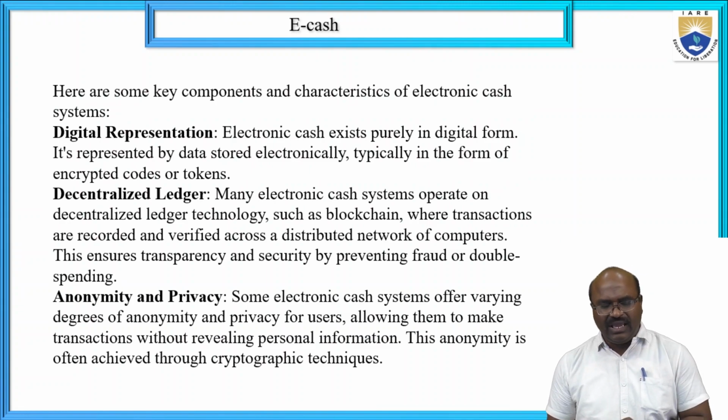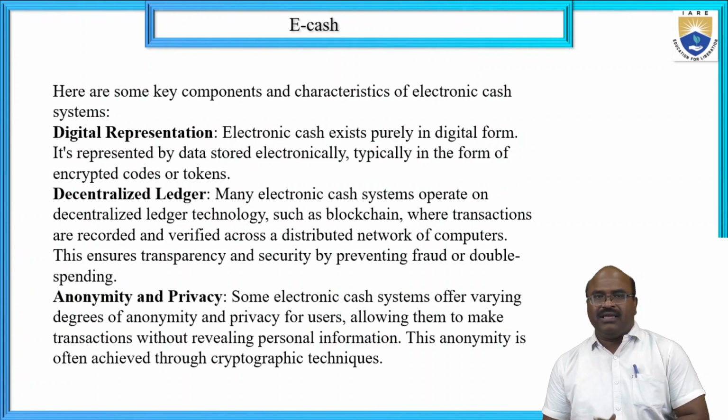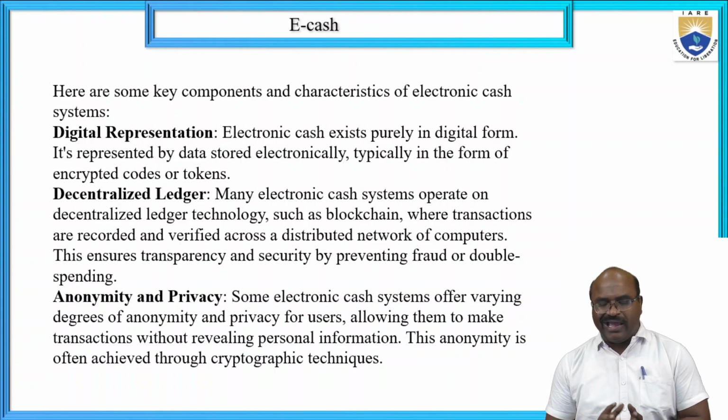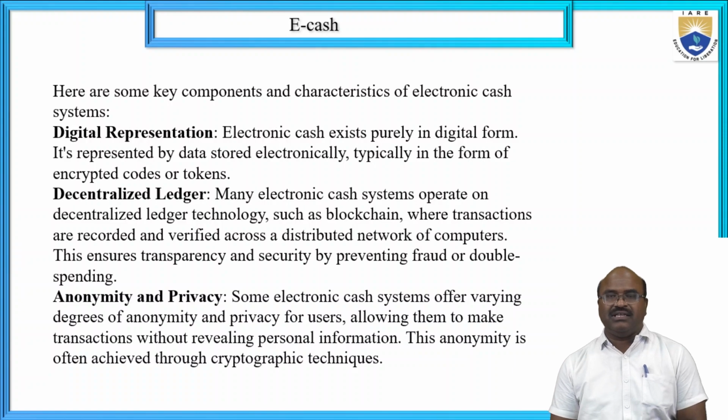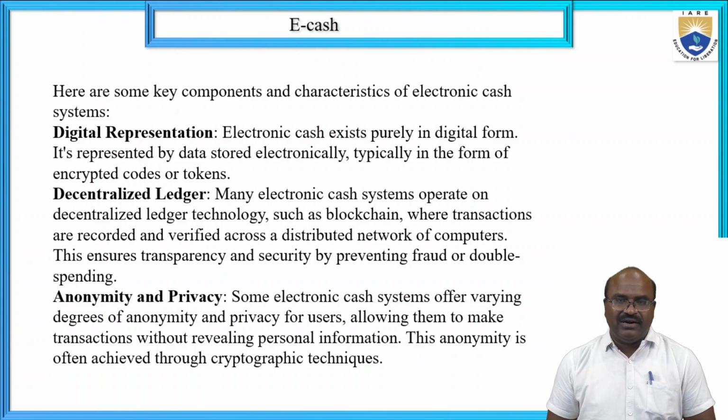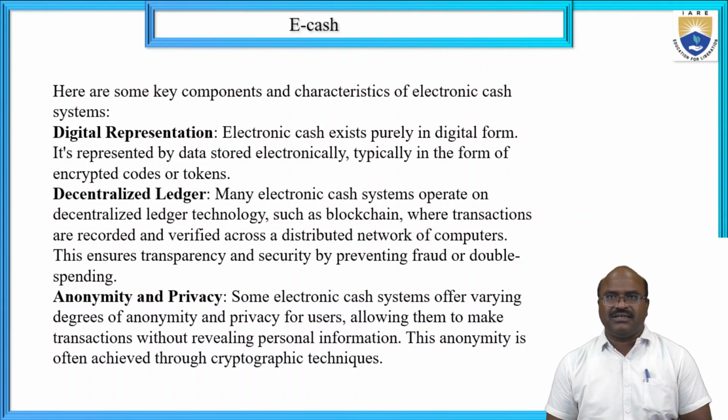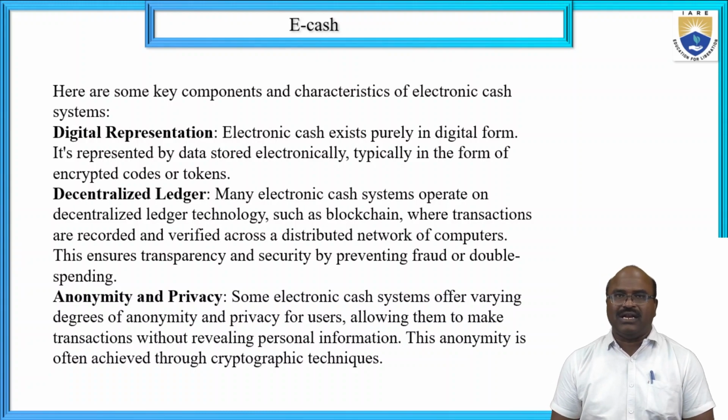Here are some key components and characteristics of electronic cash systems. The different types of systems are also identified. One is digital representation. What is digital representation? Electronic cash exists purely in digital form. That is also treated as e-cash. It is represented by data stored electronically, typically in the form of encrypted codes or tokens, because the entire data is treated as encrypted forms like tokens.